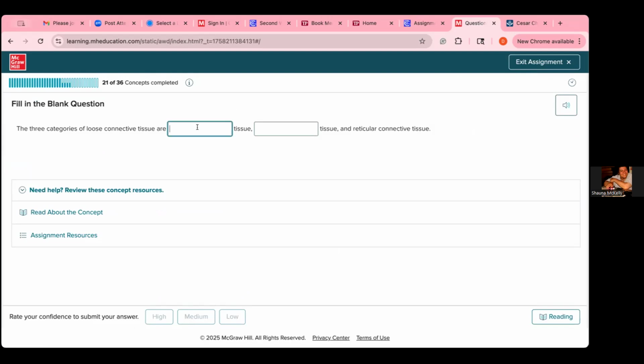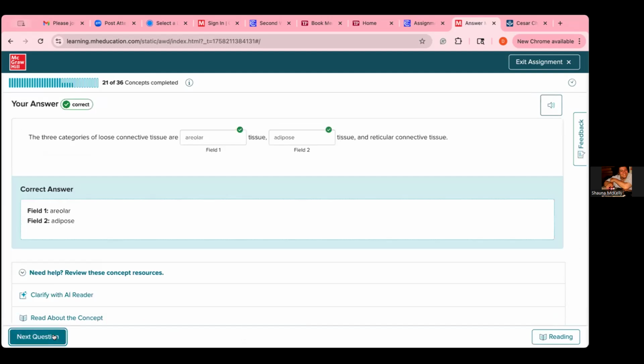Areolar, adipose, and reticular connective. Right.